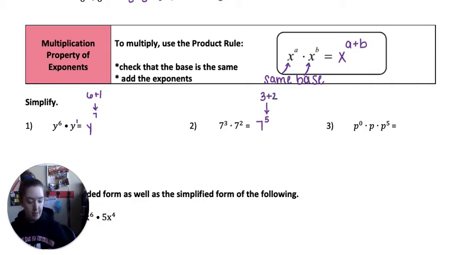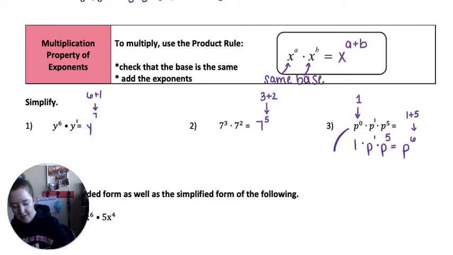This next one is a little bit different. So we have p to the 0 power. Remember, anything to the 0 power is 1. Then we have p to the first power, and then p to the 5th. So we know we're supposed to add our exponents. So we'll end up with 1 times p to the 6th, or 1 plus 5.